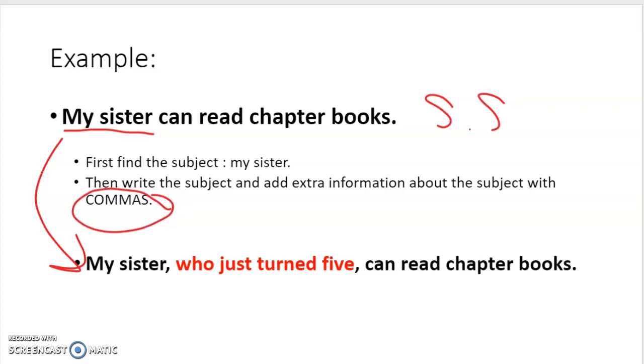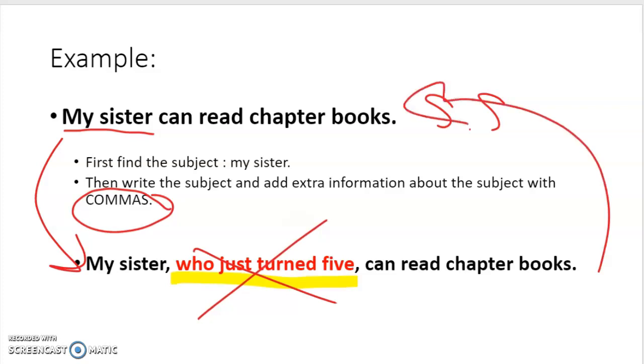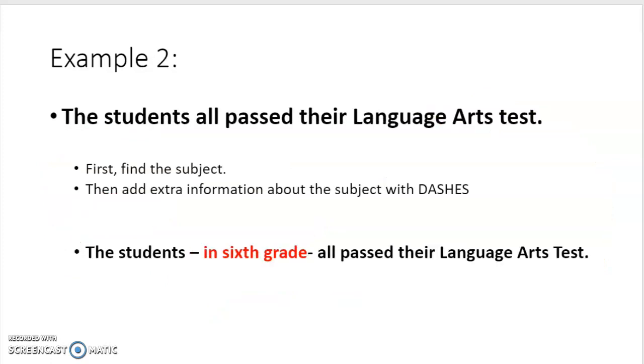Who turned 5 can read chapter books. Notice this is my non-restrictive element. This is information I am adding to my sentence. Okay, if I took that out, it would be the exact same sentence it was up here. Your regular simple sentence. My sister can read chapter books. Okay, so we're adding in that information. That's what it's asking you to do. Let's look at another example.